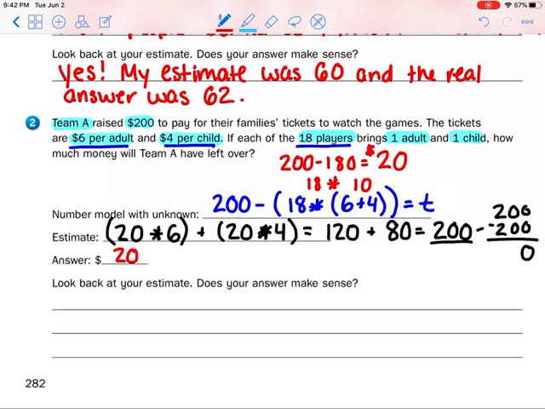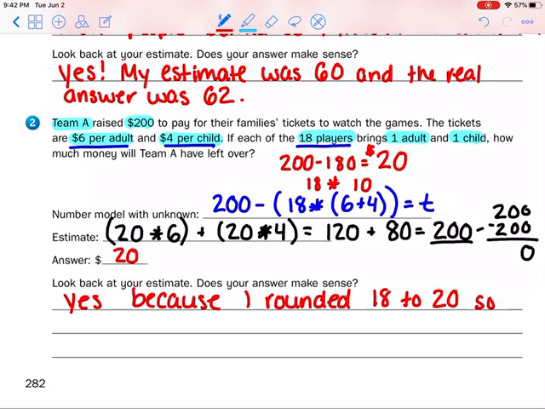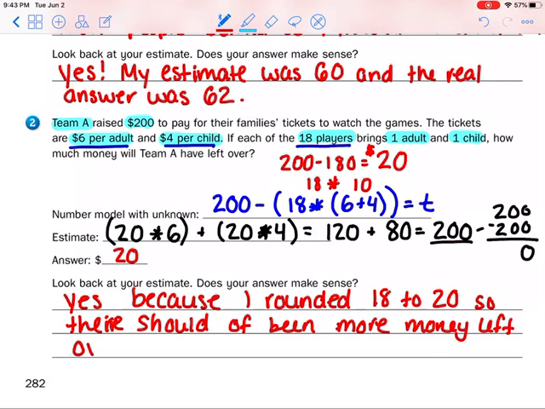So look back at my estimate. So my estimate does make sense, yes, because I rounded 18 to 20. So really there should have been a little bit more money left over because I rounded up.